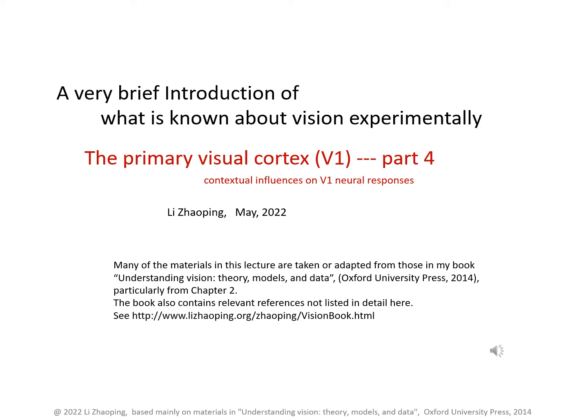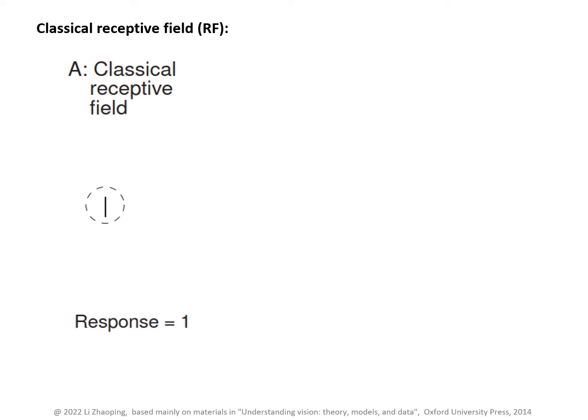The primary visual cortex, V1, Part 4: Contextual Influences on V1 Neural Responses. So far, we have focused on classical receptive fields, and this is an example schematic.